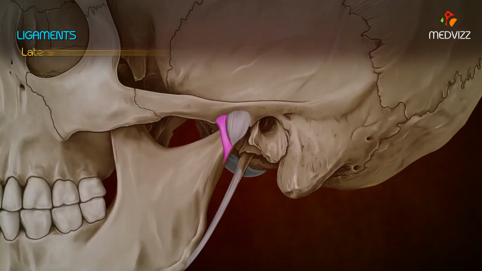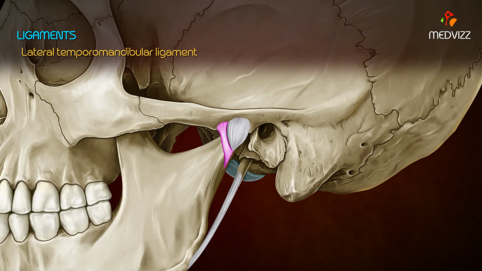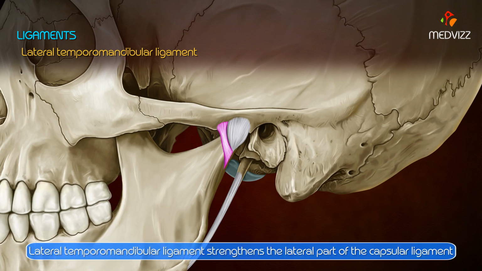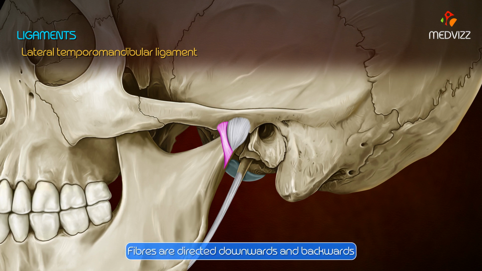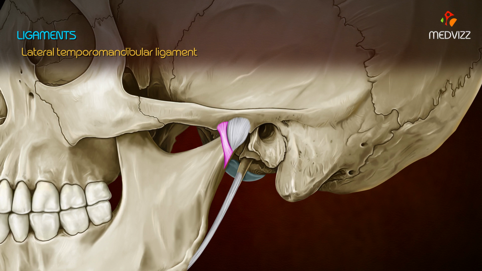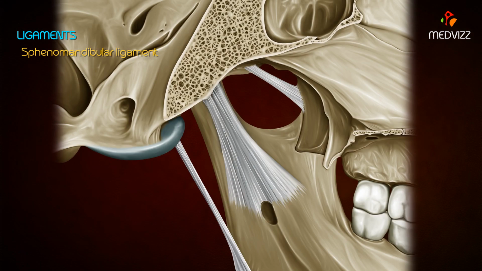Next is the lateral temporomandibular ligament. This ligament especially strengthens the lateral part of the capsular ligament. Its fibers are directed downwards and backwards. This ligament is attached above to the articular tubercle and below to the posterolateral aspect of the neck of the mandible. And next one is the spinomandibular ligament.